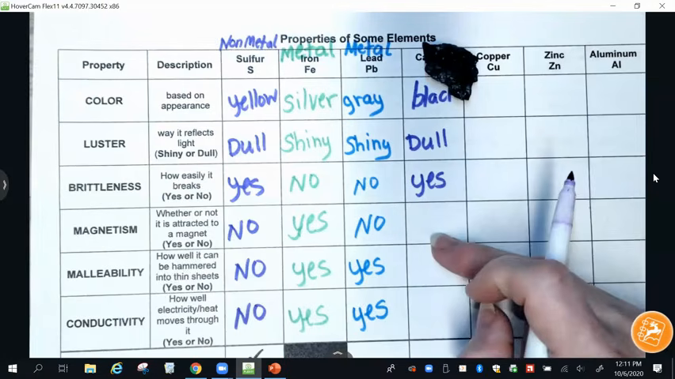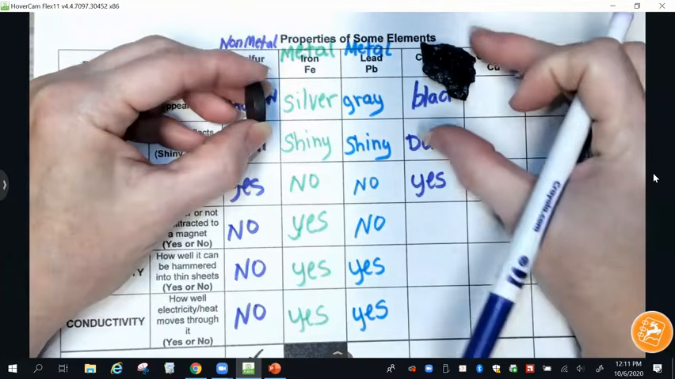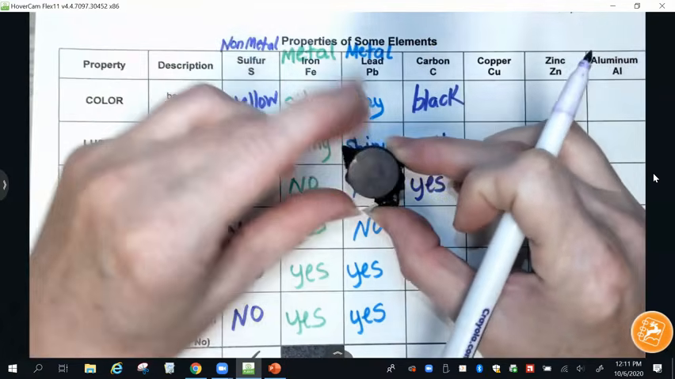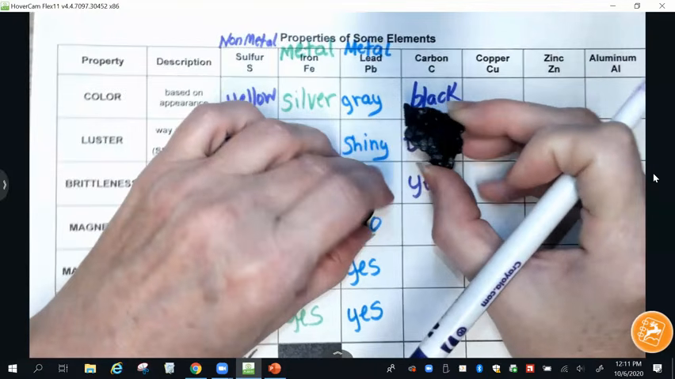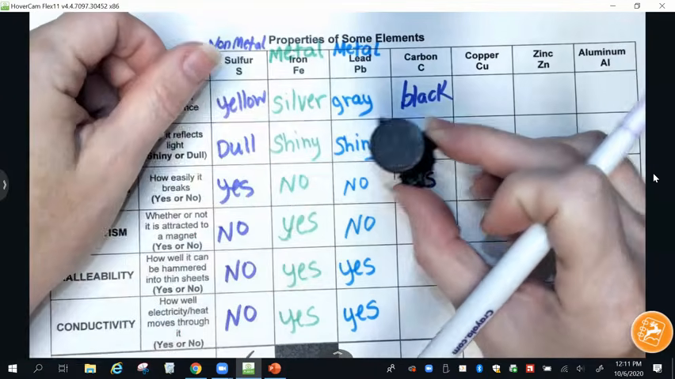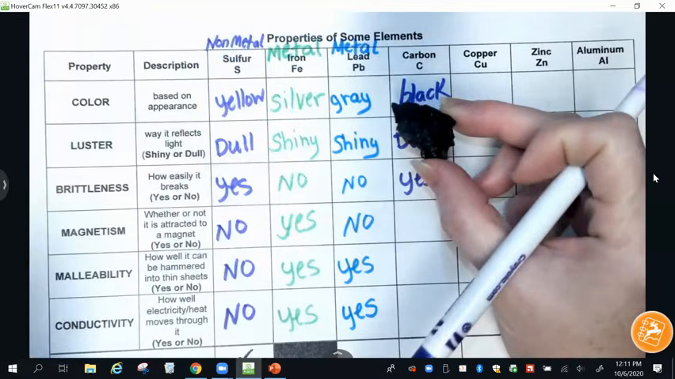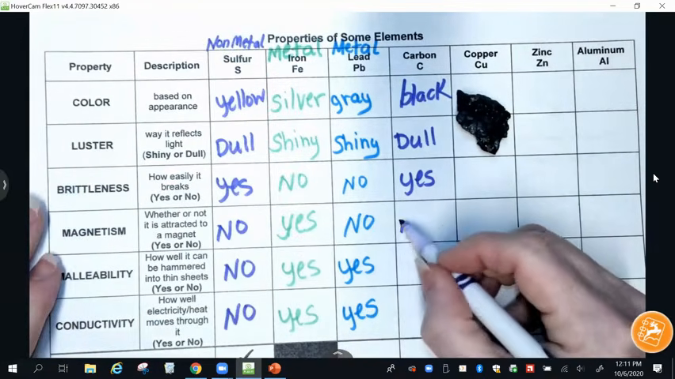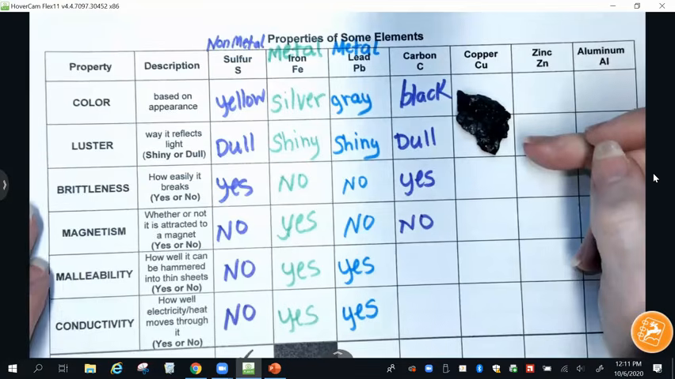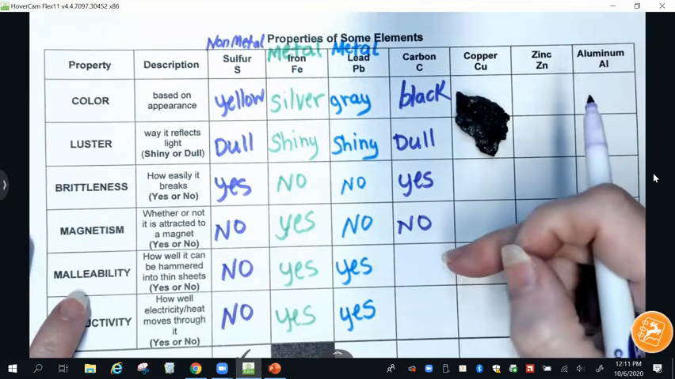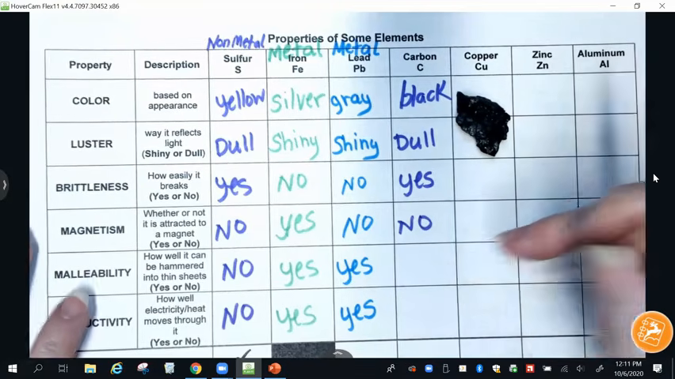For magnetism, let's try the magnet and let's see. Nope. Try it again. One more time. Let's try it. Yeah, no. Okay, so magnetism, no. Malleability, that means can we hammer this and make it flat into a thin sheet?